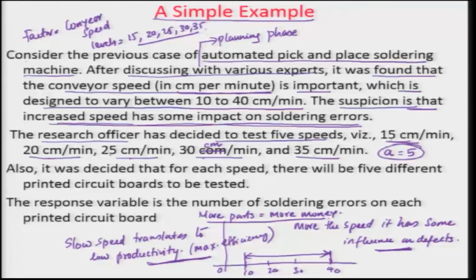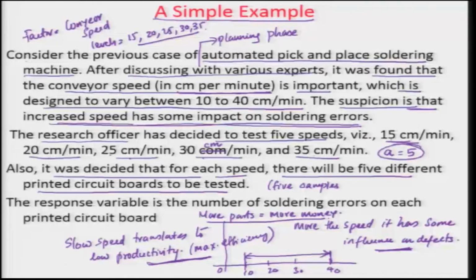Okay. Also, it was decided that for each speed there will be 5 different printed circuit boards to be tested. So, for each one of the speeds we will take 5 different samples. So, 5 samples will be tested. This is equivalent to your replication. You will replicate it 5 times for each speed.